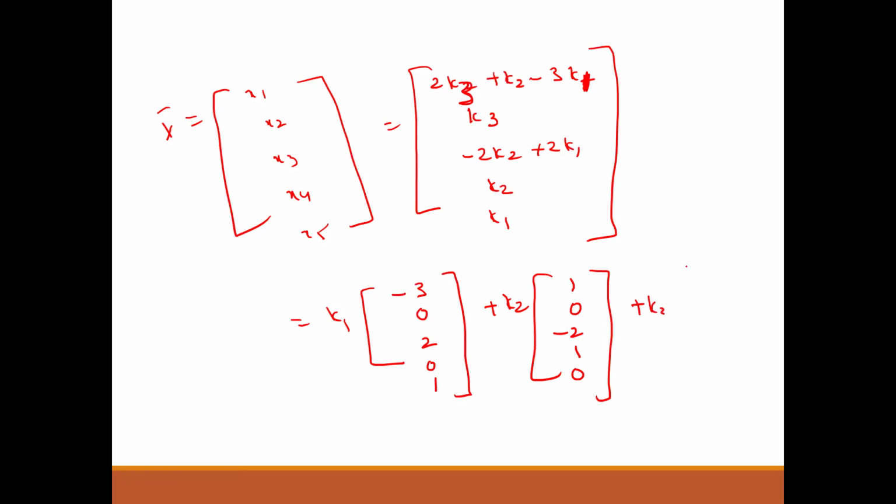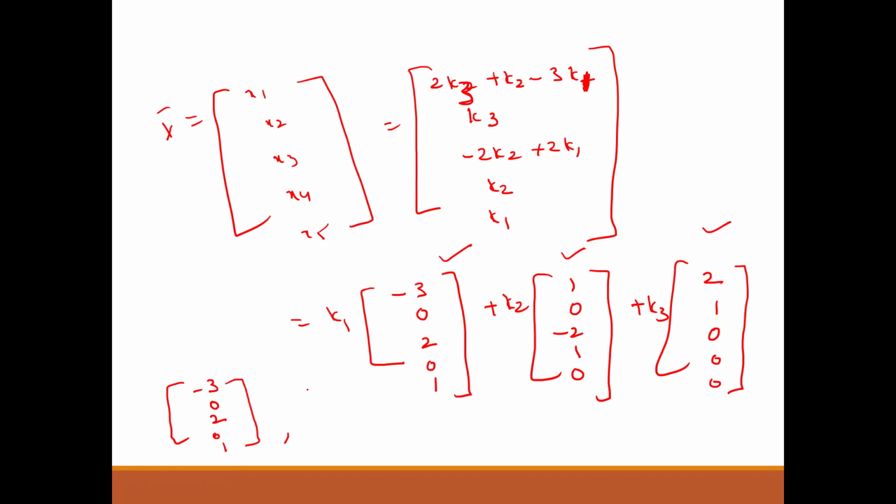And your k3 is 2, 1, 0, 0, 0. So these three vectors span null A. So what are the three vectors? Minus 3, 0, 2, 0, 1, comma 1, 0, minus 2, 1, 0, comma 2, 1, 0, 0, 0. These vectors span null A.